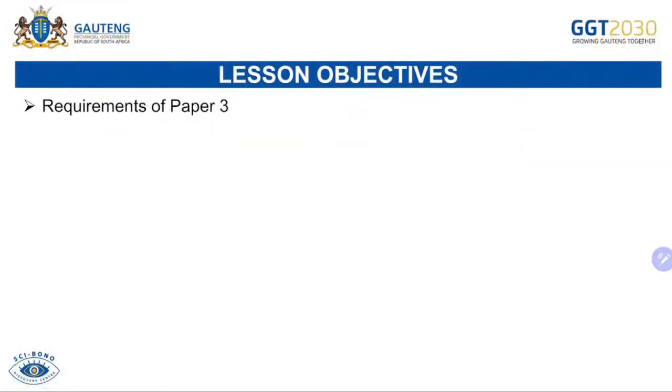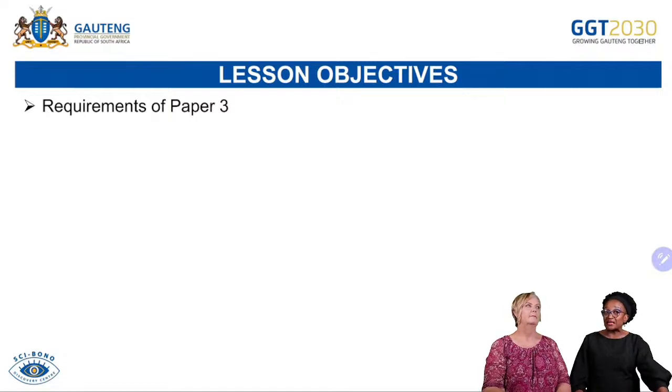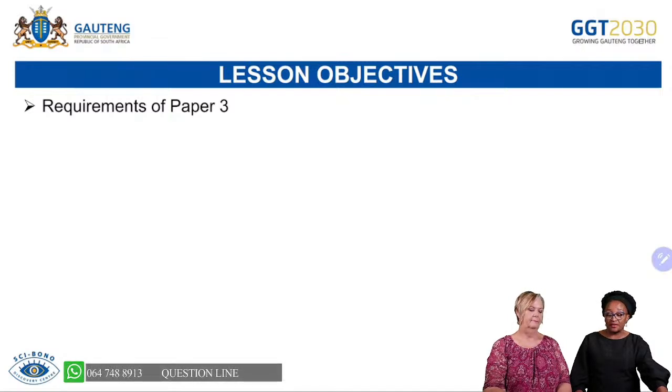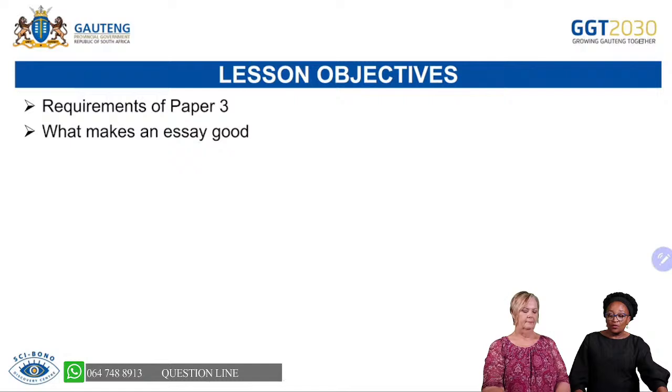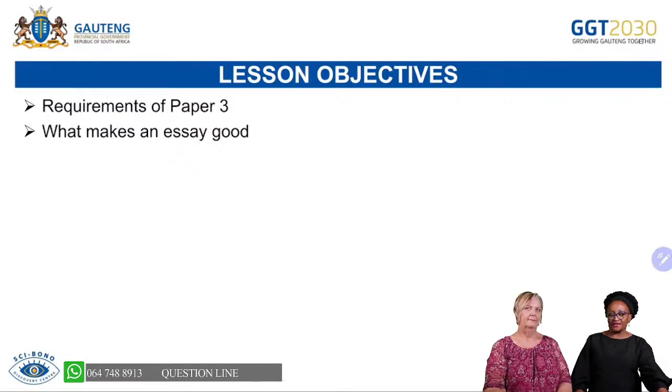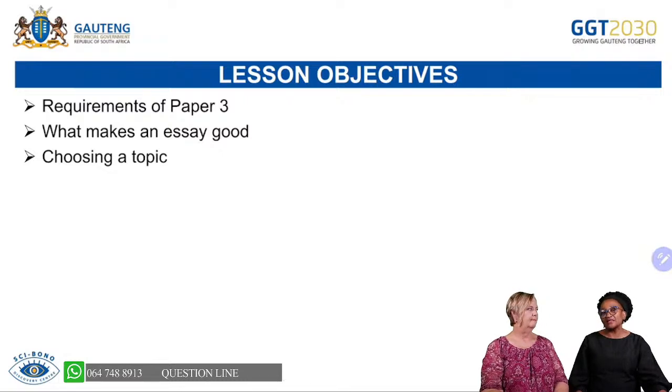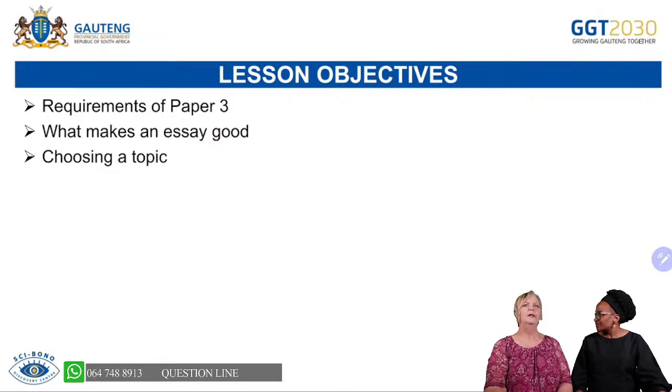Right. At the end of this lesson, these are the things that you need to be in the know of. The first one is the requirements of paper 3. What is it that is required of you for you to have a good paper 3? The next thing is what makes a good essay. We all want to write a good piece. For sure. So, what makes a good essay?